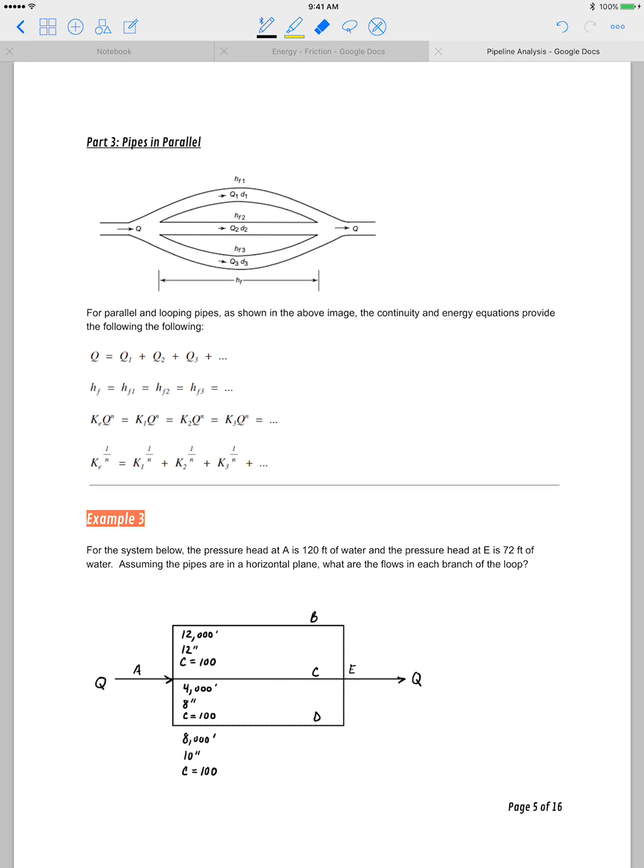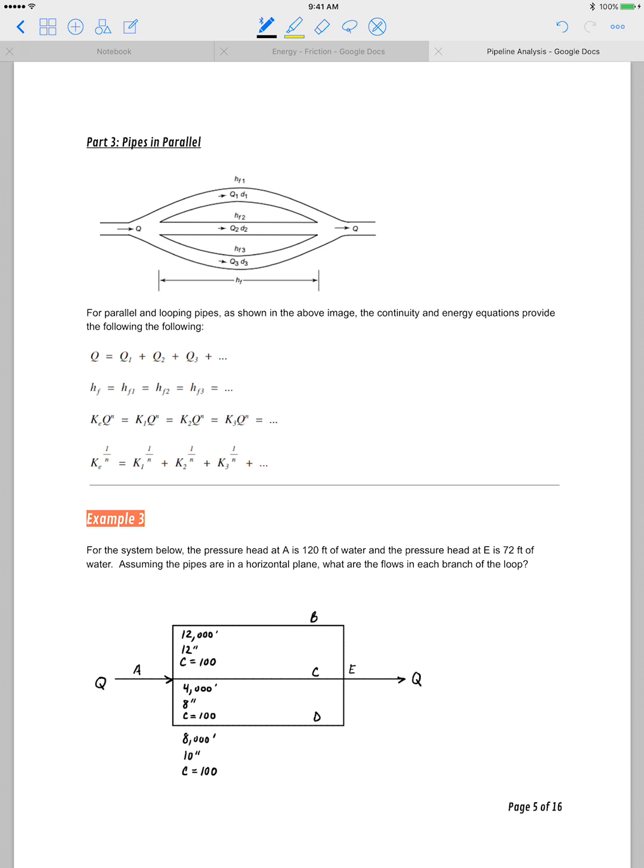For the system below, the pressure head at A is 120 foot of water, and the pressure head at E is 72 foot of water. Assuming the pipes are in the horizontal plane, what are the flows in each branch of the loop? Okay, so is this a complicated problem? There's way more complicated problems. There's problems that are going to take a lot more time, but this is something that can pop up on either AM or PM. I'll tell you that now.